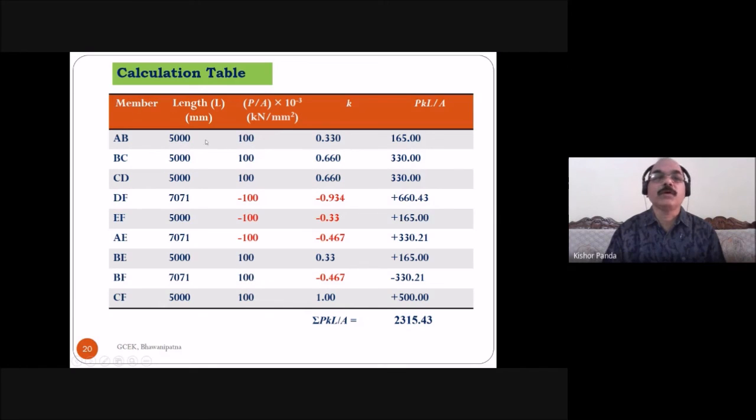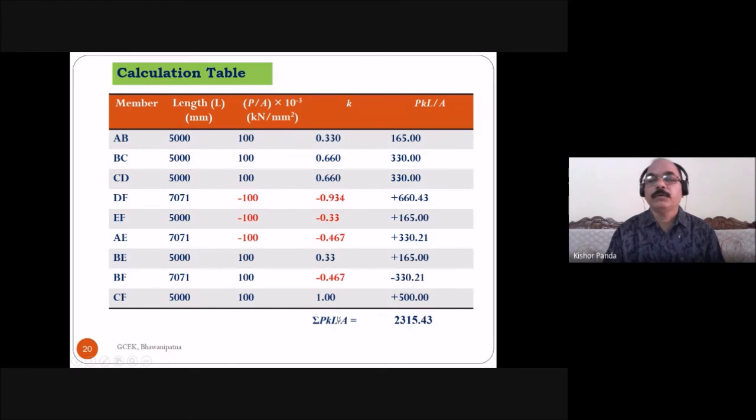Then after knowing this, length, P by A and k, find out here this column presents the PKL divided by A. So here you multiply this length 5000, this P by A, and this k. Multiply these three and find out the value of PKL by A. Similarly, find out for all the members. Then find out the summation of PKL by A for the entire truss.